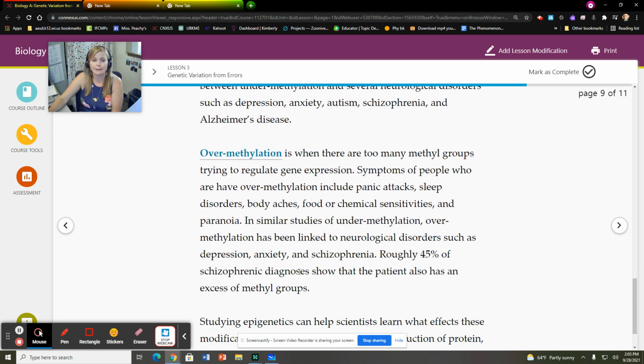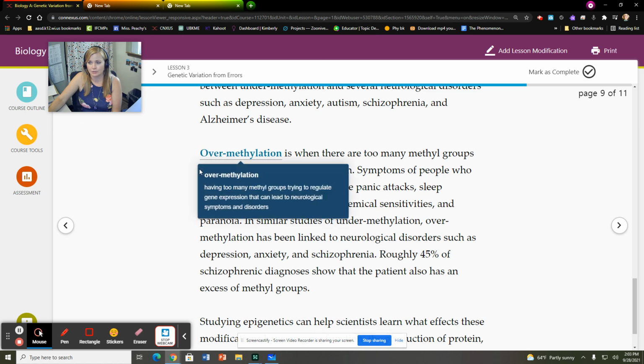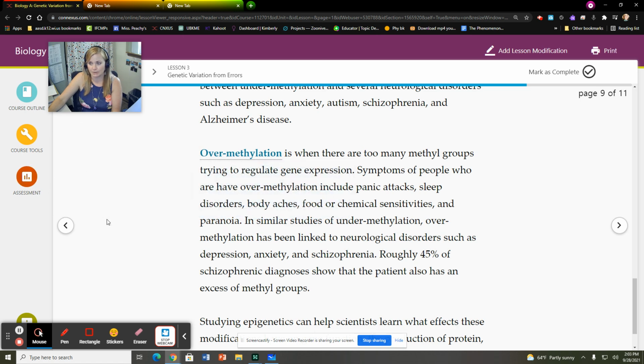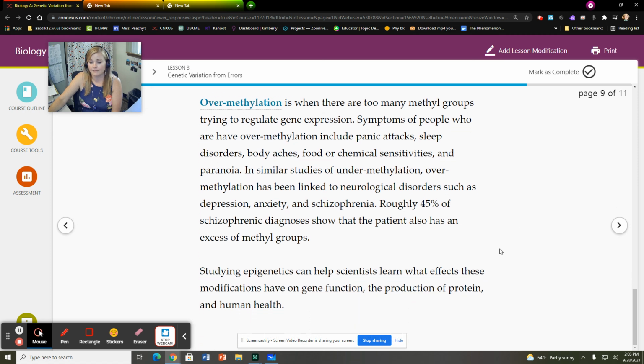Overmethylation is when there would be too little gene expression. There are too many methyl groups trying to regulate gene expression. Sometimes symptoms for people who have overmethylation include panic attacks, sleep disorder, body aches, food or chemical sensitivities, and paranoia. In similar studies of undermethylation, overmethylation has been linked to neurological disorders such as depression, anxiety, and schizophrenia. Roughly 45% of schizophrenic diagnoses show the patient also has an excess of methyl groups.